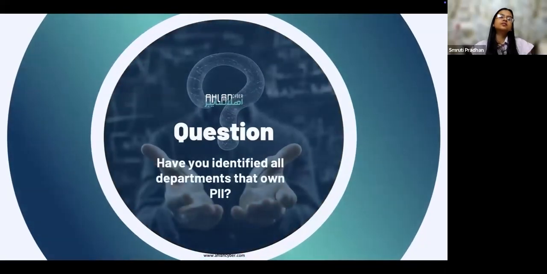Okay, so the question here is, have you identified all departments that own PII? PII is personally identifiable information. Like I told you, for any program, you really have to start by identifying the personal data footprint within your organization. Are you aware which departments are handling personal data today? Are you aware which applications are handling personal data today? If yes, you can mark a yes. If no, you can mark a no. And that's polling question 3, and we are looking forward to your response.